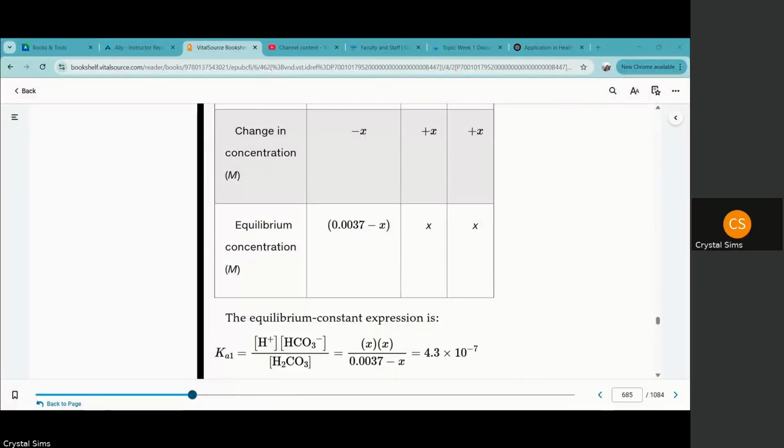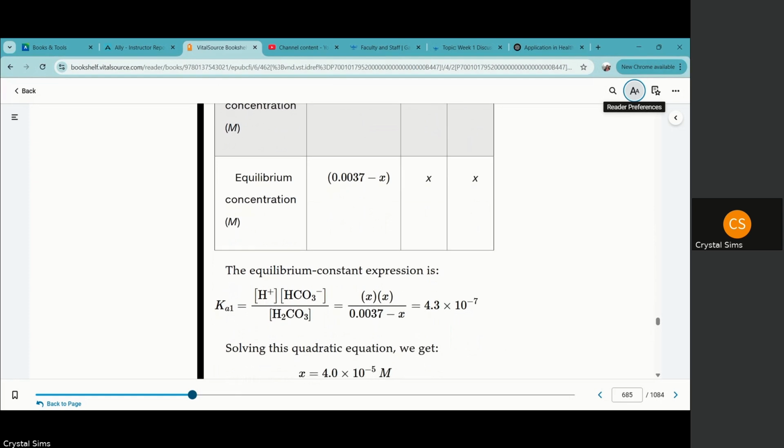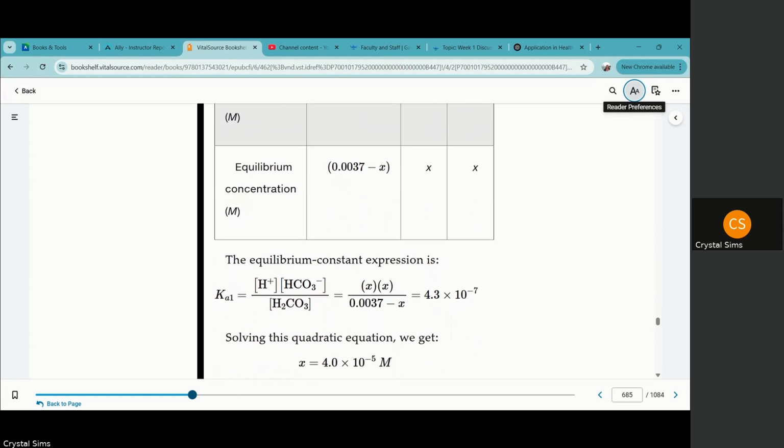Okay, I've switched over here to a different screen to go through this with you. So here is the ICE box that we set up, and here is my equilibrium constant expression. Remember, my products go on the top and my reactant goes on the bottom. So I set that up, and I'm going to solve for x. Once I solve for x, this is what I get. Okay, so x is equal to 4.0 times 10 to the negative 5.